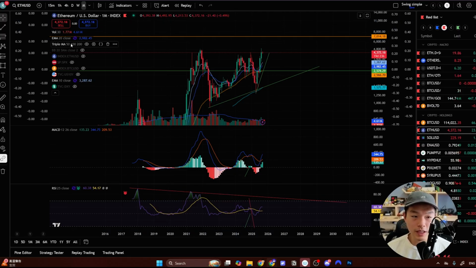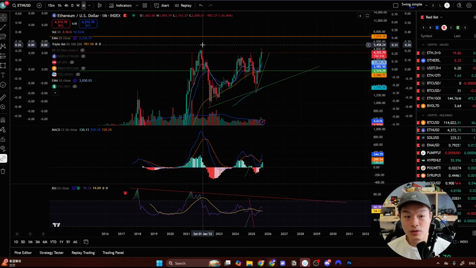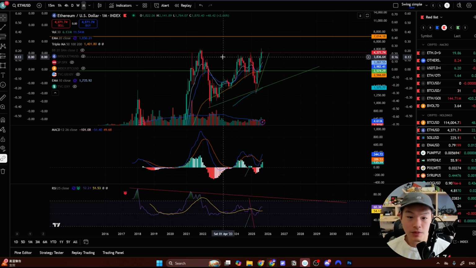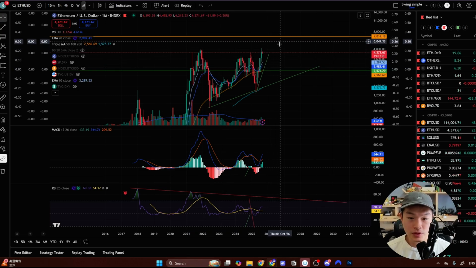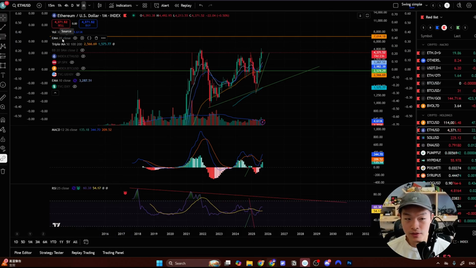So let's go over the exact indicators here. And again, this is not financial advice. I'm just sharing what I use, and you can decide whether you want to use it or not. I try to keep my technical analysis pretty simple here. I don't use like 100 different indicators. The major ones I use are the exponential moving averages and the triple simple moving average.